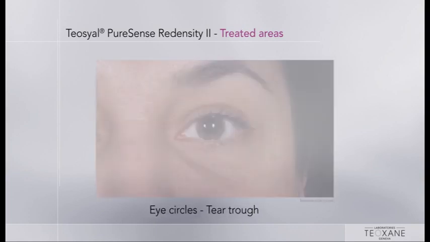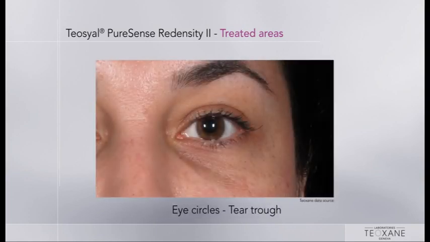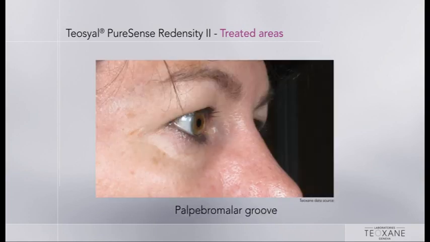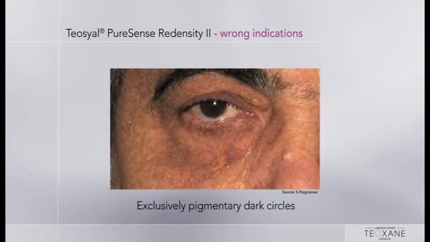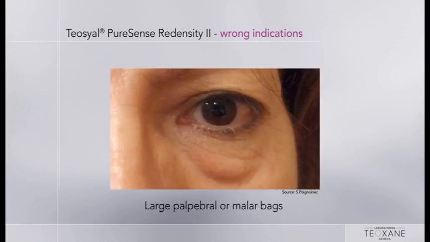Treated areas of Redensity II are the R circles, the tear trough, the palpebromolar groove, and minimal palpebral bags. The wrong indications of Redensity II are exclusively pigmentary dark circles and large palpebral bags.